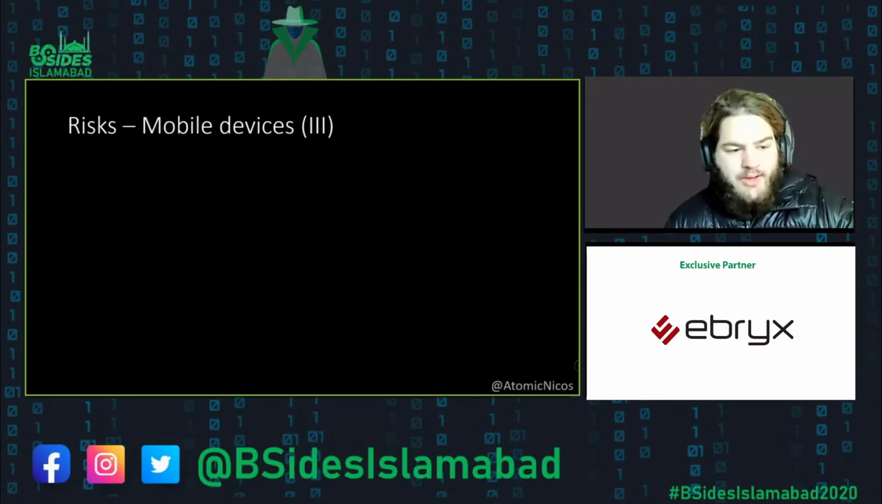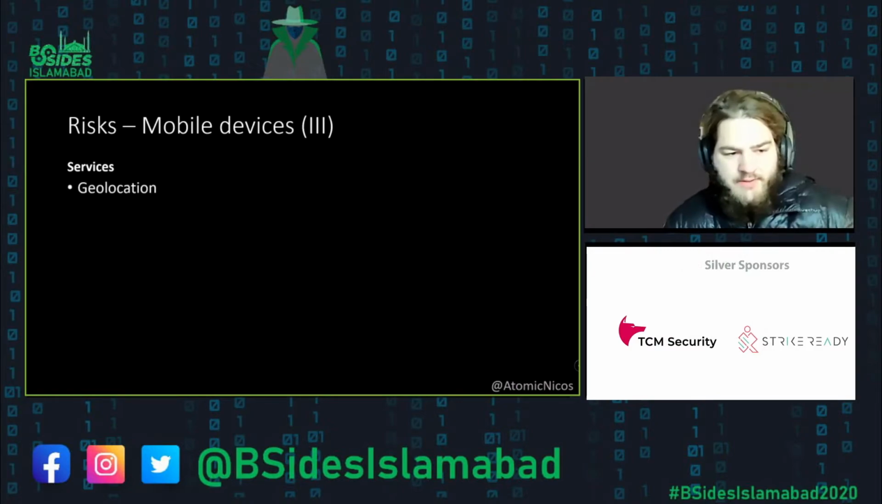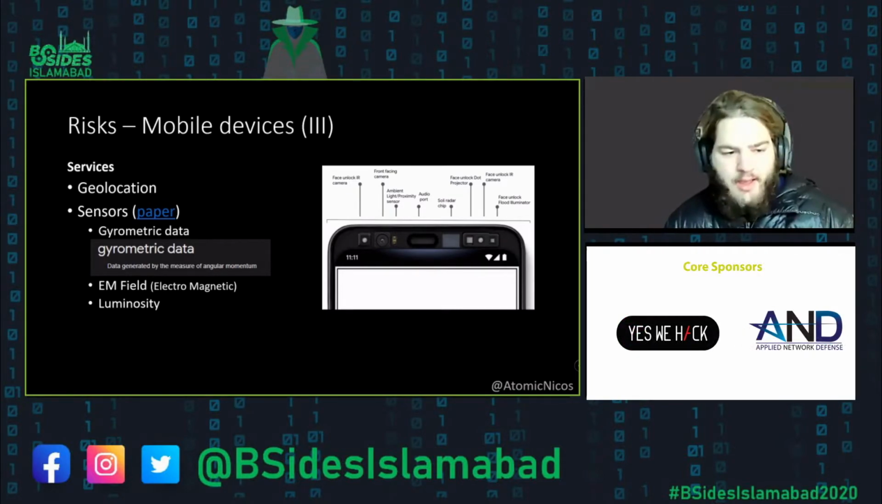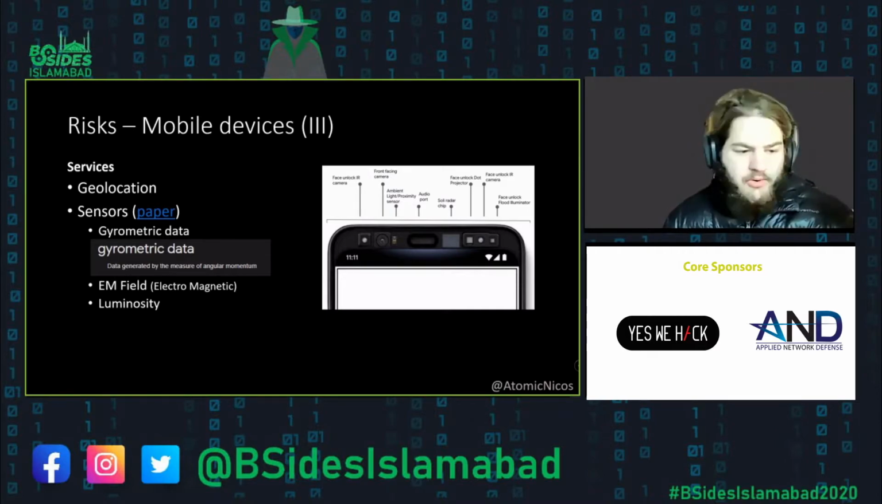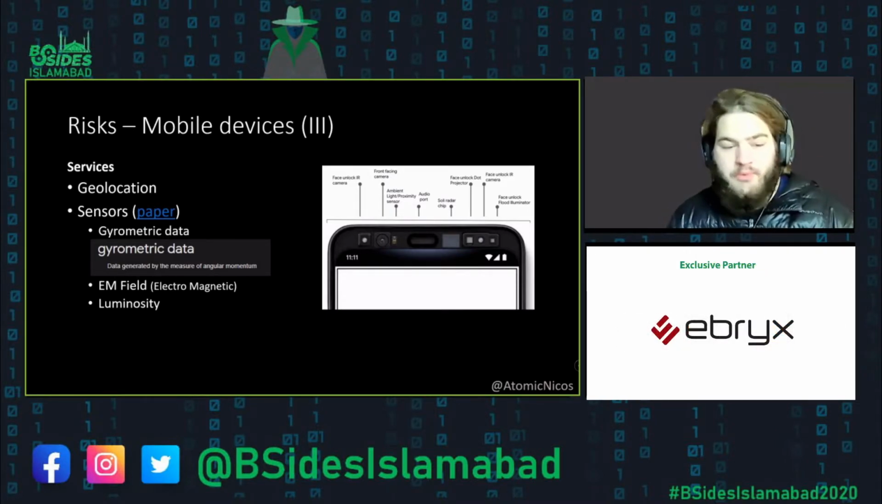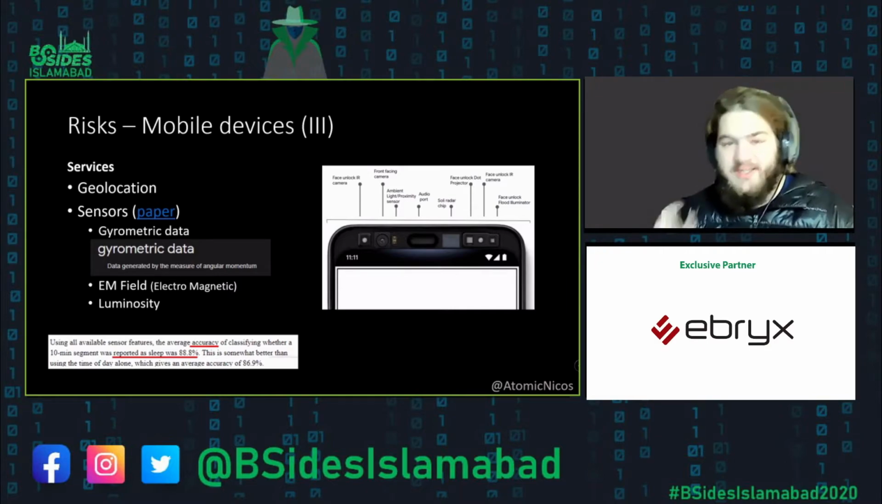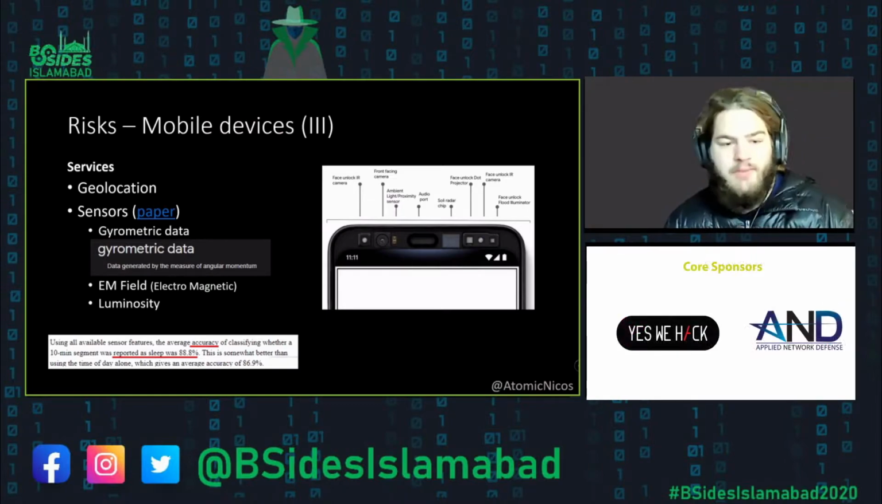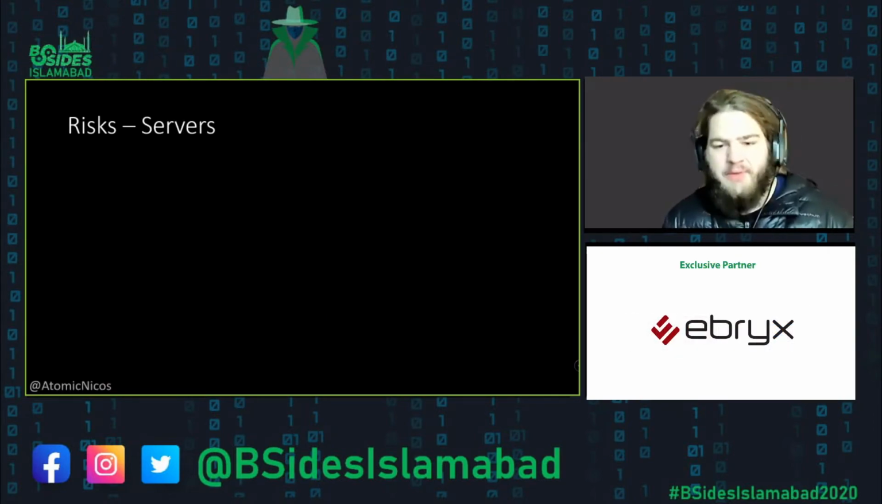In terms of risks, well, you have services on phones. Your phone usually gives you access to geolocation. Some sensors like gyrometric data, electromagnetic fields, luminosity, stuff like that. The paper I linked produced an app that was able to determine with 88.8% probability if you were sleeping based on that sensor output, which sounds fine until you learn that these apps can be hijacked and, well, maybe I want to rob someone and, oh, they're sleeping. Perfect opportunity.